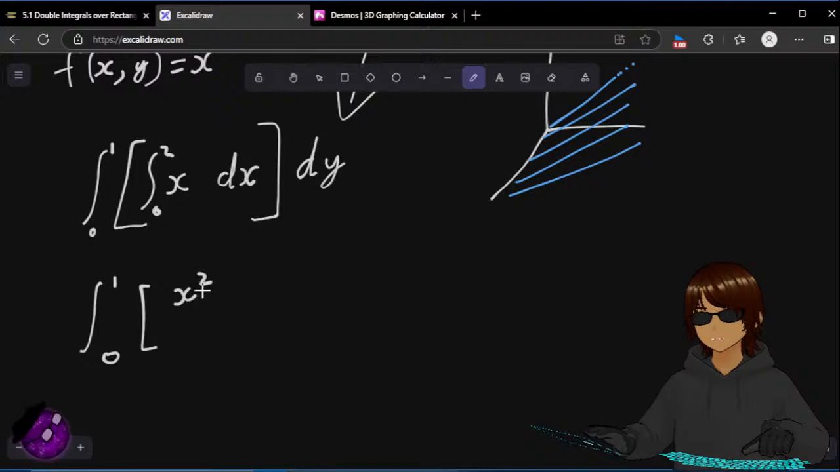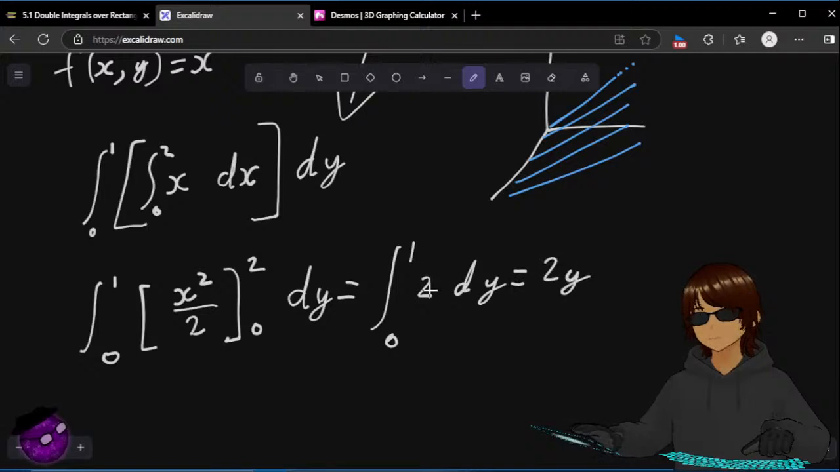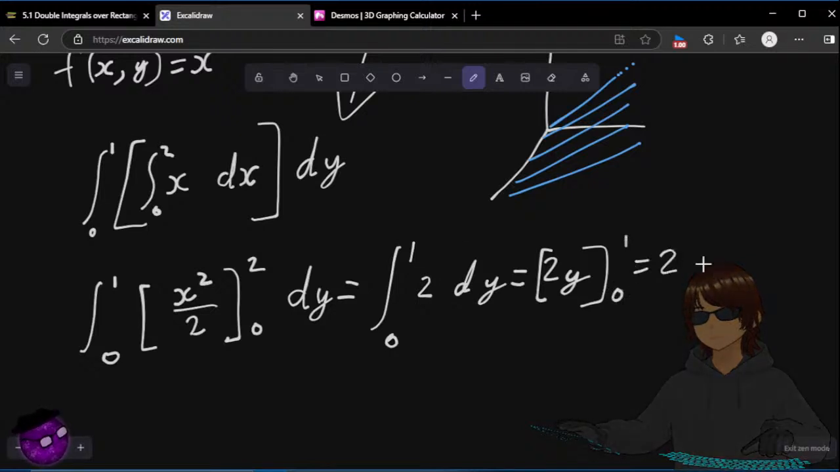We have x squared over 2, from 0 to 2. We have 2 over here. 2 squared is 4, divided by 2 is 2, minus 0. We have it like this. And then we have 2y, from 0 to 1, which would just give 2.